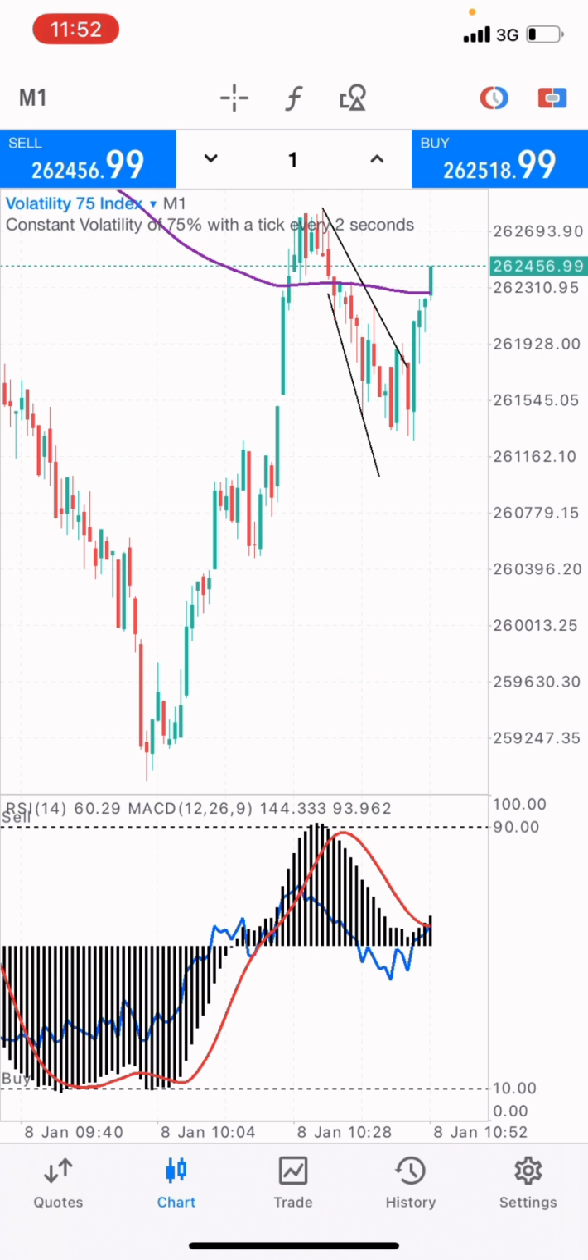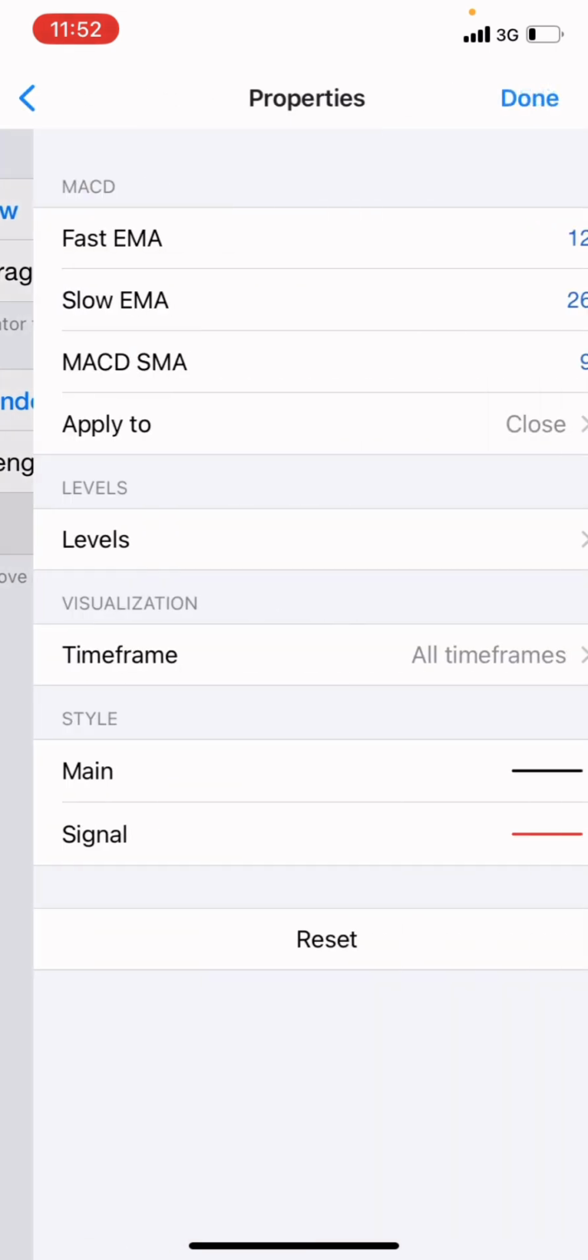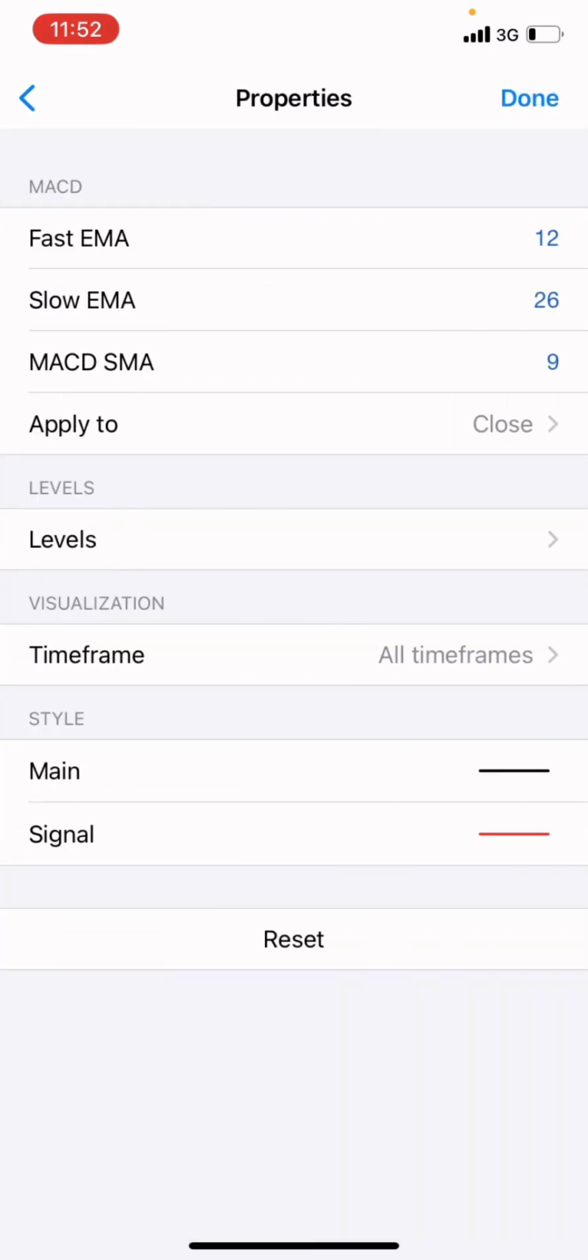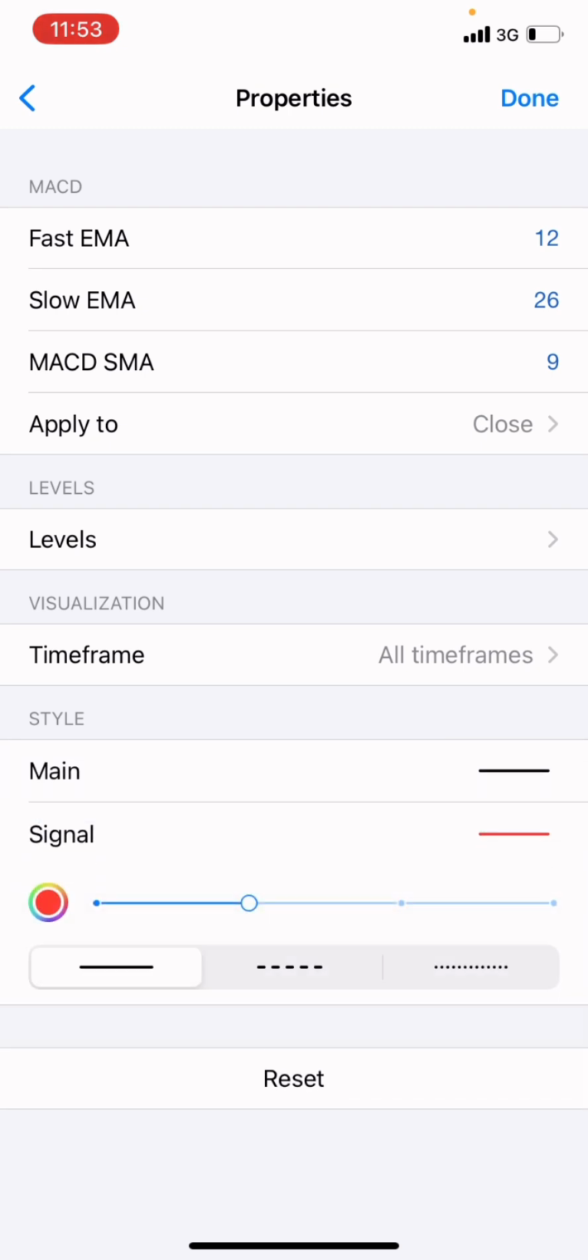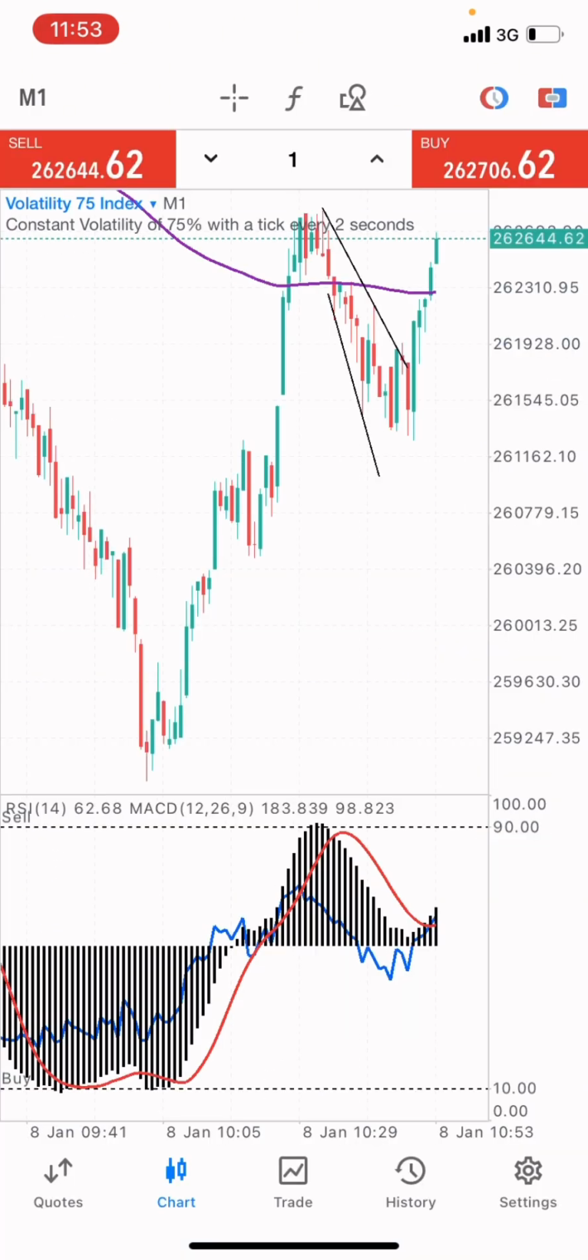If you want to know the setup for the MACD, the fast EMA I use is 12, slow EMA 26, MACD SMA 9, then I apply to close. The time frame, I use all time frames. For the main line I use 2 pixel and black color, and the signal 2 pixel and red color. Then I click on done.